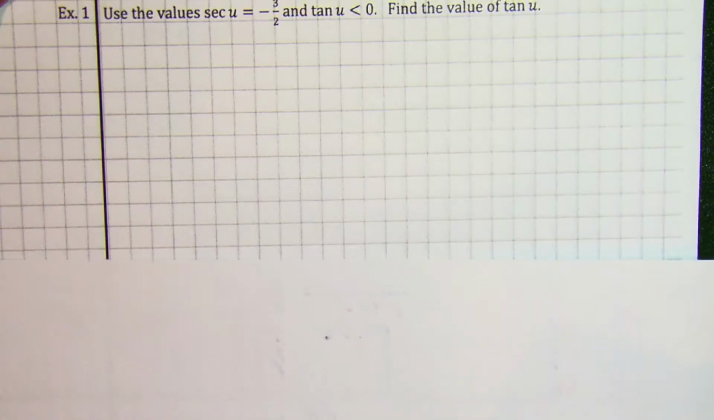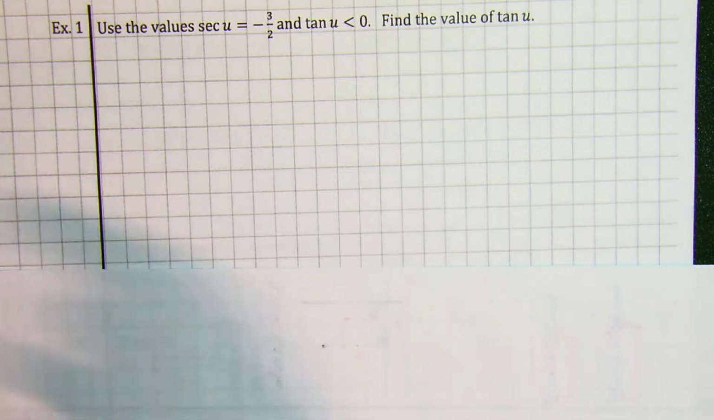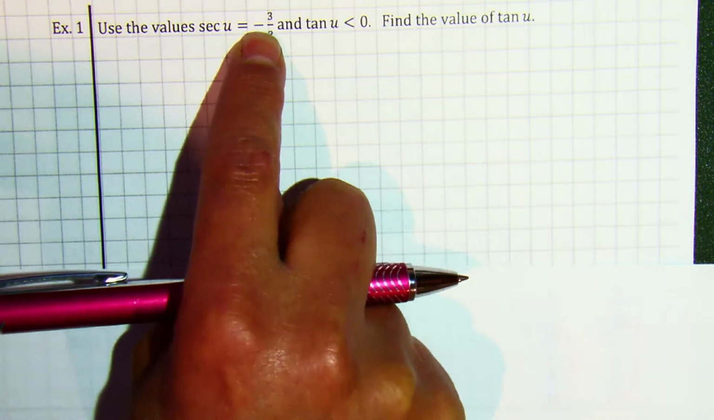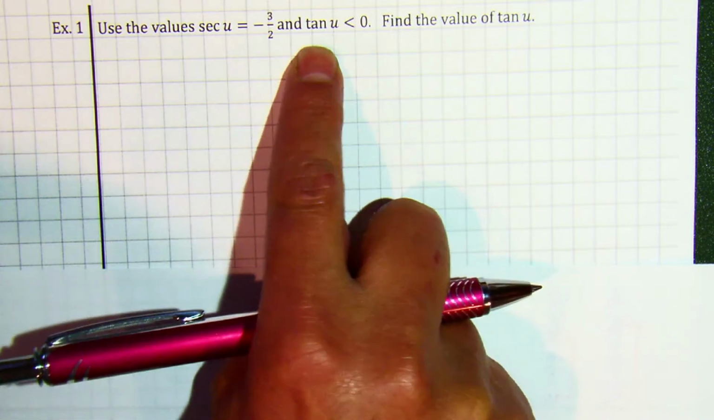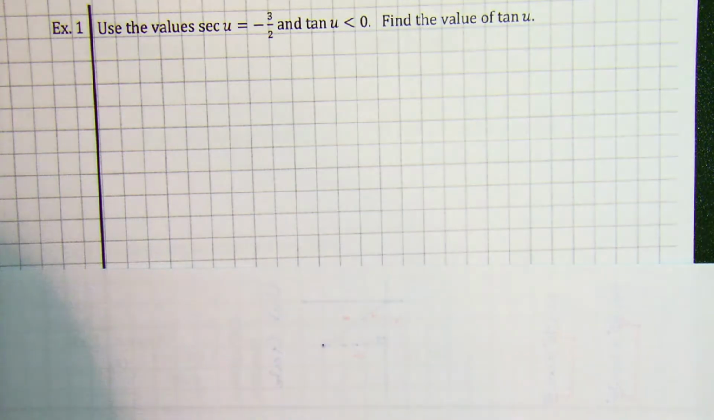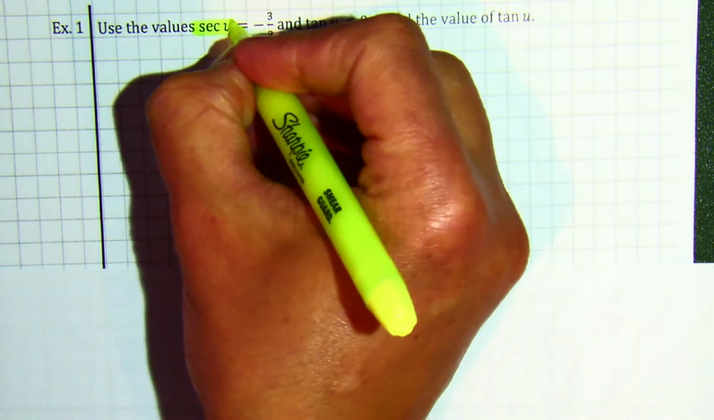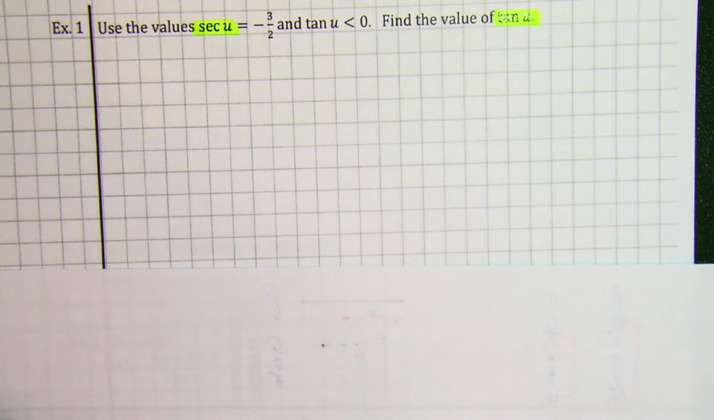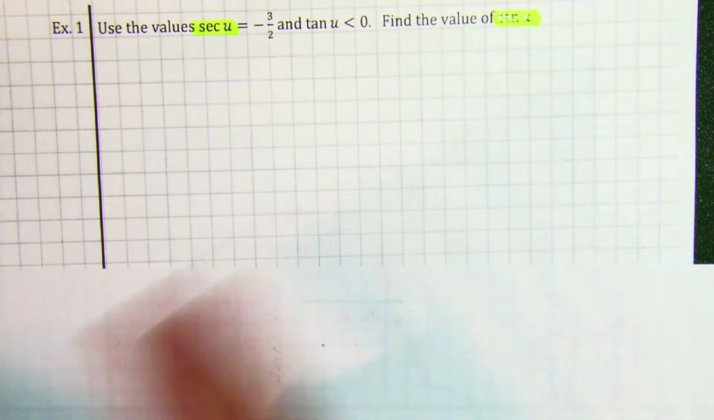Example number 1. Go and copy it down, and we'll start once you are ready. Go and pause it. So use the values secant of u equals negative 3 over 2, and tangent of u is less than 0. Find the value of tangent. Since they are giving us secant of u, and we're looking for tangent, we need to be able to find an expression that has secant and tangent.